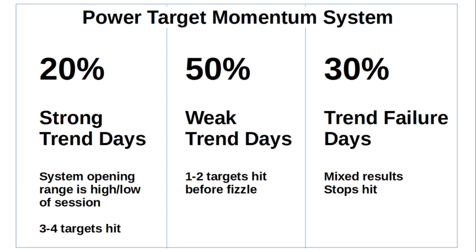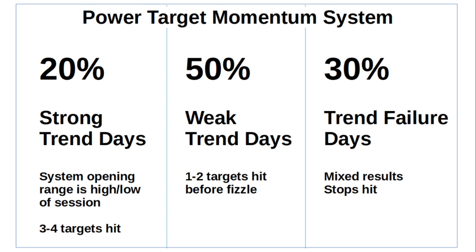The middle day, the weak trend day, you can expect about 50% of the time. These are going to be days that are kind of average, so they're kind of in the middle of the price action day type. They're trending days, but they're weak days. Sometimes we get one or two of the targets hit, and then the market can fizzle. And the thing about these days is that the price action may take off in one direction for half the session, and then make a reversal and go the other direction. So we get mixed trading action on those types of days.